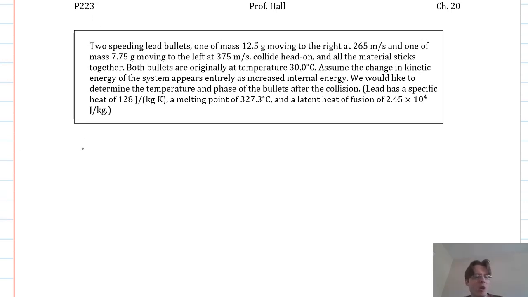The bullets are going to make a head-on collision, and I need to figure out their possible recoil speed afterwards. We do that using conservation of momentum. So it's a collision. I've got bullet number 1, and it's moving to the right. Bullet number 2, slightly different mass. It has a higher speed, moving to the left. So I'll call this one M1, moving at velocity U1, and this one's M2, moving at velocity U2.